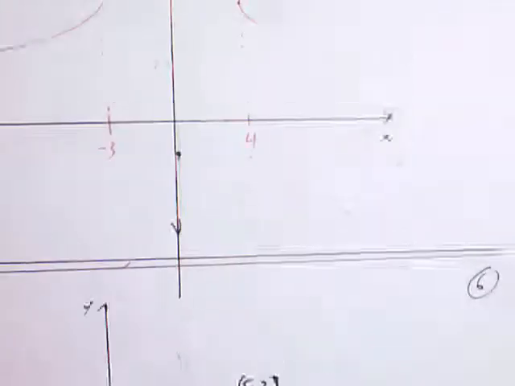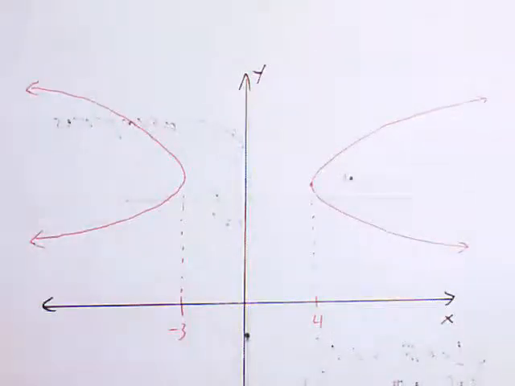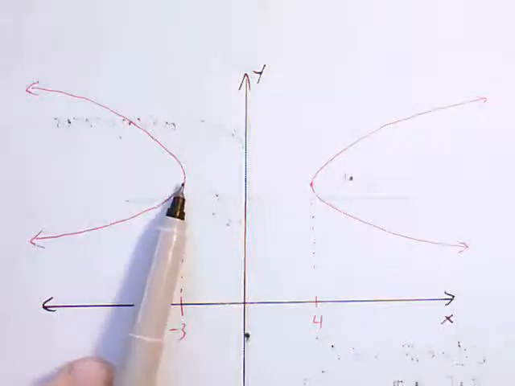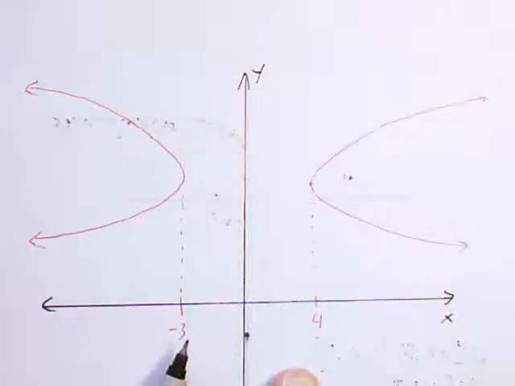Last example. I have a situation where I've got two parabolas on their sides. They can exist anywhere out here, they can exist anywhere out here, but in this area between -3 and +4 on the x-axis, there's no relationship. That doesn't exist. So this is an area where the relationship does not live.